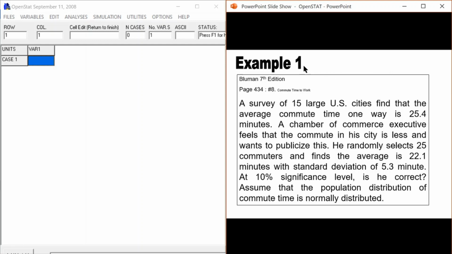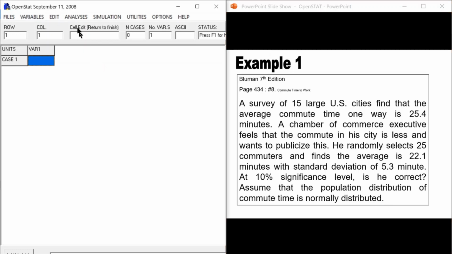Example 1. A survey of 15 large U.S. cities finds that the average commute time one way is 25.4 minutes. A Chamber of Commerce executive feels that the commute in his city is less and wants to publicize this. He randomly selects 25 commuters and finds the average is 22.1 minutes with a standard deviation of 5.3 minutes. At 10% significance level, is he correct? Assume that the population distribution of commute time is normally distributed.